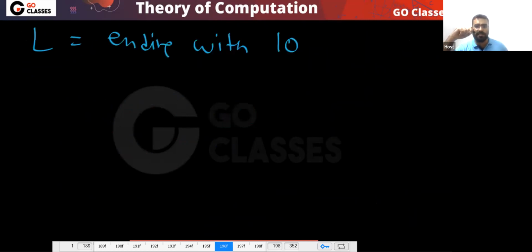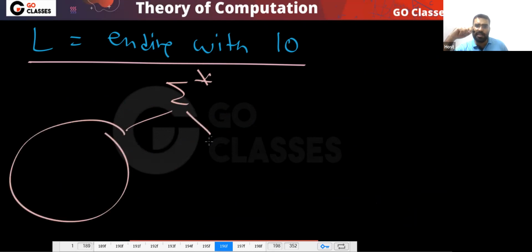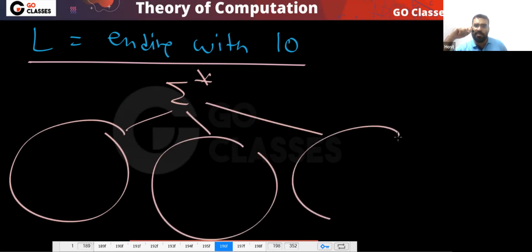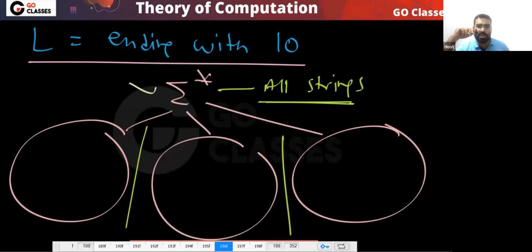This is not a coincidence, because this language will divide sigma star into 3 parts: equivalent strings, equivalent strings, equivalent strings. This language will divide all the strings. So this language will partition all the strings into 3 parts.